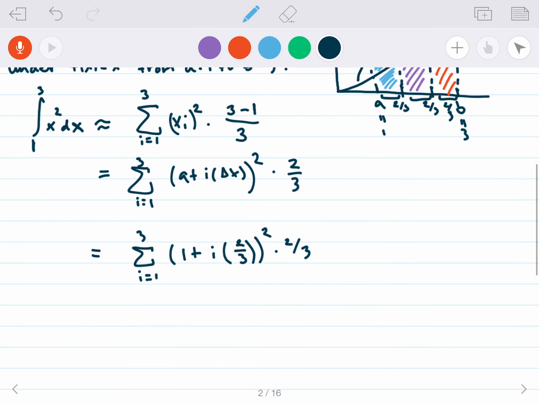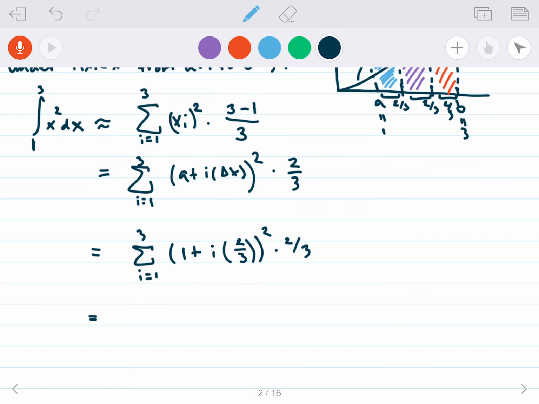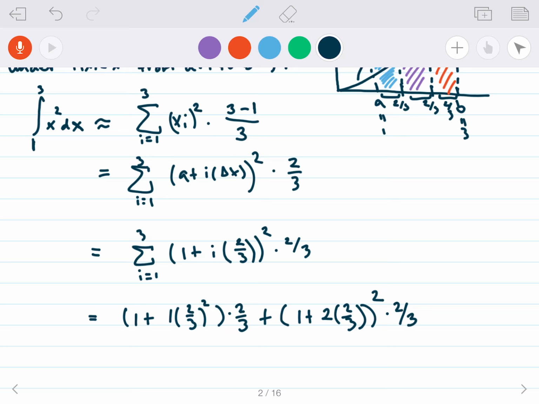Okay, and we can expand this out. This is just a finite sum. So this becomes 1 plus... i equals 1. Well, 1 times (2/3) squared times 2/3, plus i equals 2: 1 plus 2 times (2/3) squared times 2/3, and finally i equals 3. We have 1 plus 3 times (2/3) squared times 2/3.